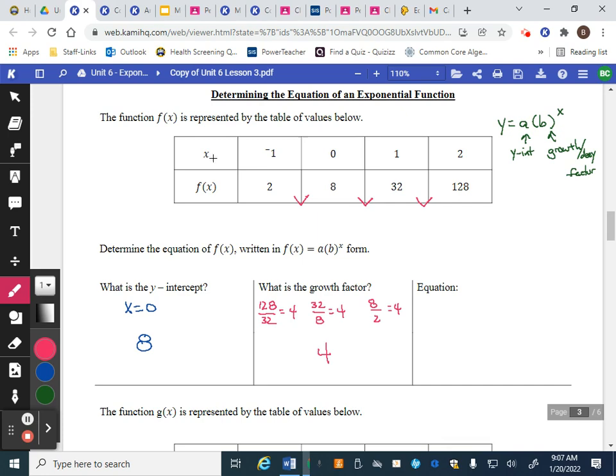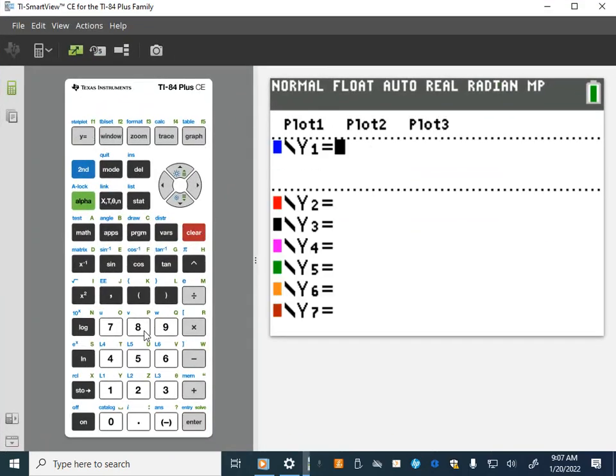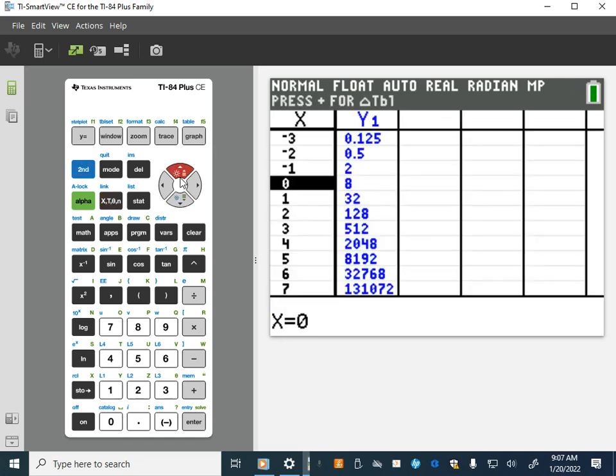So if we put this all together, our equation is going to be y equals 8 times 4 to the x, or you can write it f of x equals 8 times 4 to the x. And I just want to double check with my calculator. Put that in and go to the table. And when we had negative 1 with 2, 0, 8, 1 with 32, 2 with 128, those are the values we had in the table.